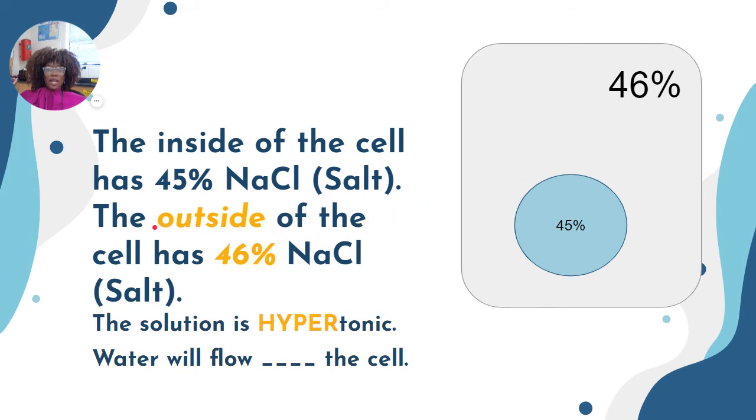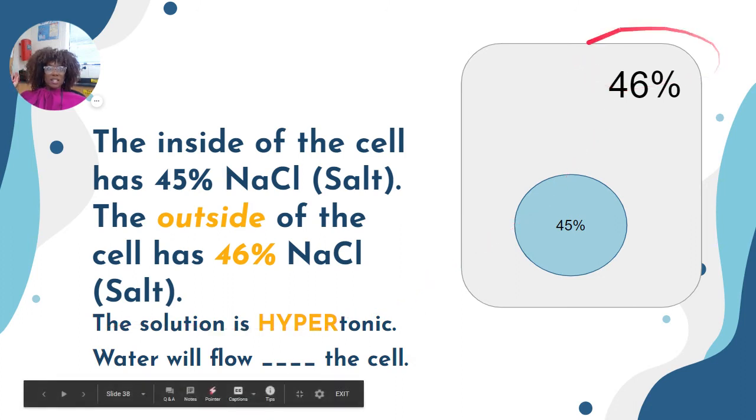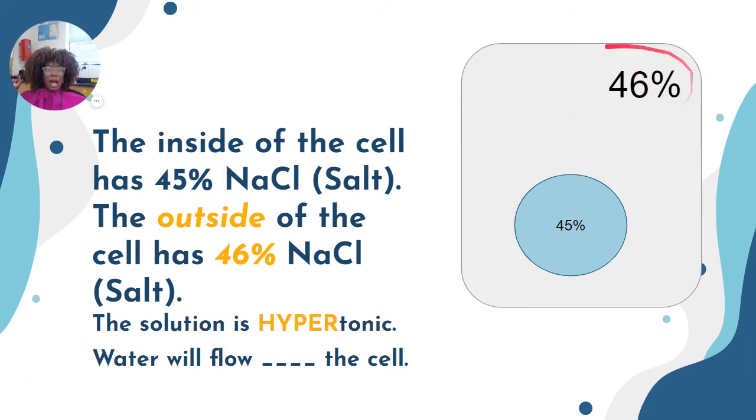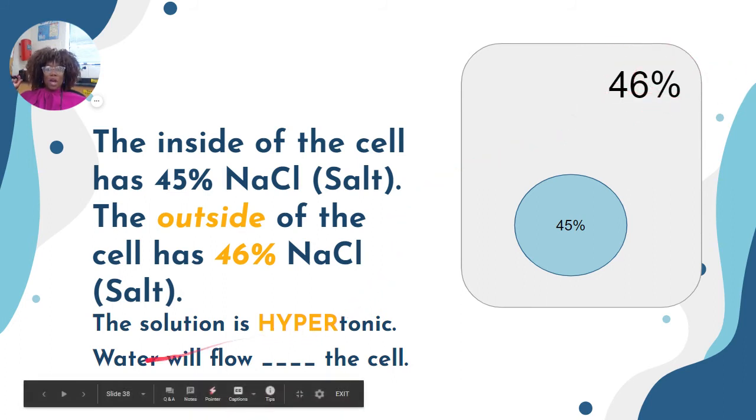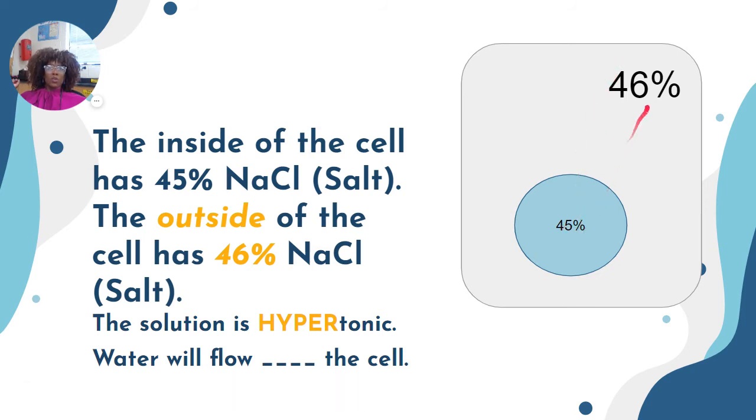So now we can tell that water is going to flow, or first, I'm getting ahead of myself. The solution is higher, higher is hyper, hypertonic. Water will flow blank the cell. What's our rule? Our rule is that water follows solutes. So water is going to flow towards this one.